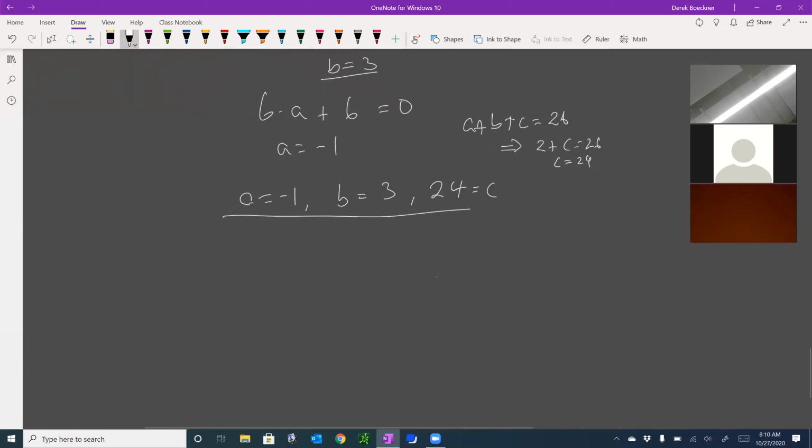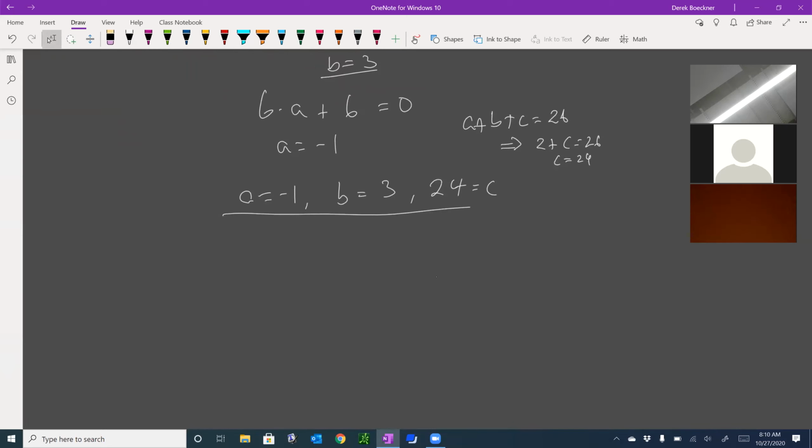So let's check that this all works out. Were we told that a was positive? Okay. So I got minus x cubed plus 3x squared plus 24x is equal to y.